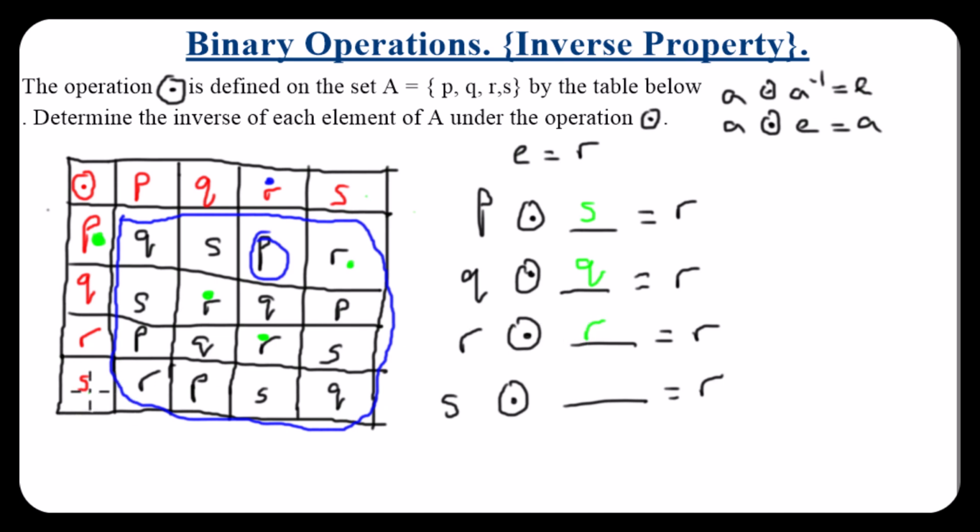And lastly, for S, what am I combining with S to get R? You can see this is what I'm having here. This is R, and I'm combining S with P. All right, so this is how we find the inverse property of a binary operation.